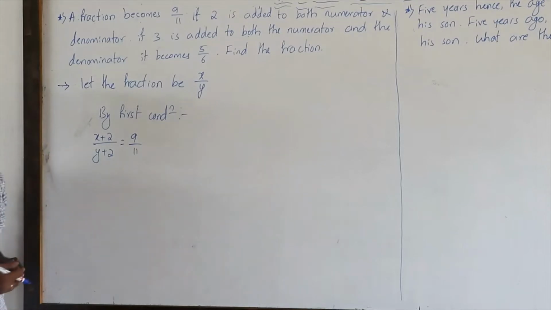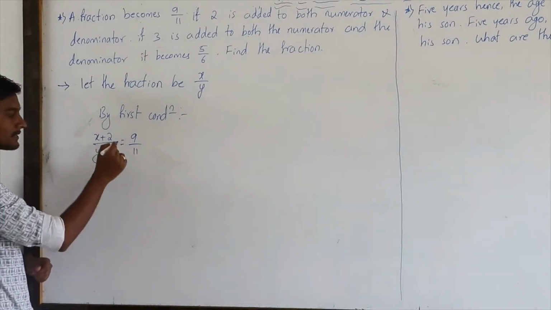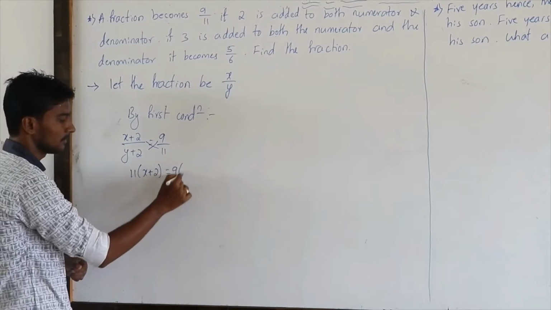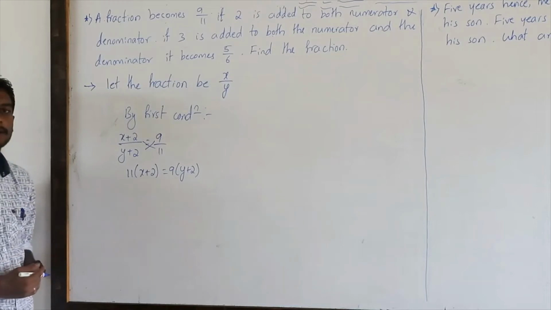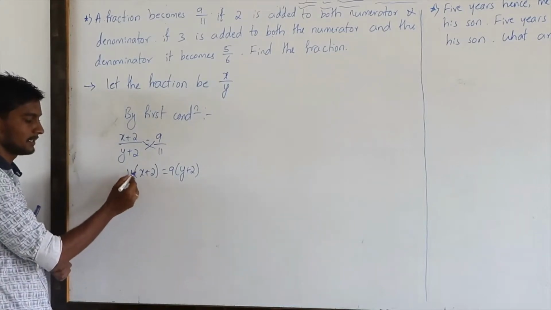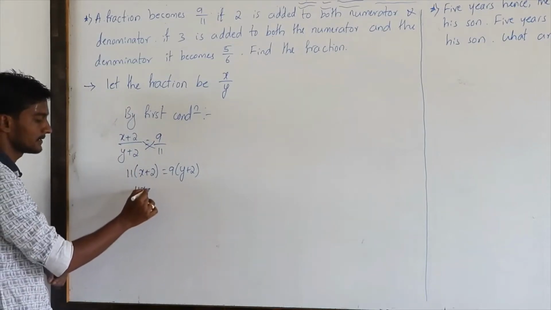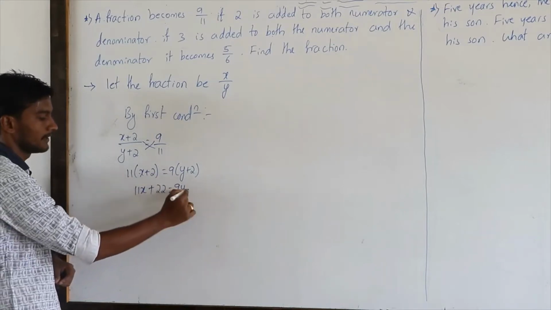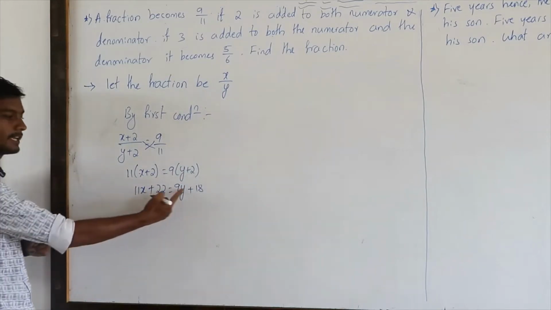So make it a linear equation. Make it in the form of a linear equation in two variables. To make that linear equation in two variables, let us make a cross multiplication like this. So 11 into x plus 2 is equal to 9 into y plus 2. Now we have to remove the brackets. If you remove the brackets, in between these two we are having a multiplication sign. 11 into x is 11x plus 11 into 2, 22, is equal to 9 into y, 9y plus 9 into 2, it is 18.